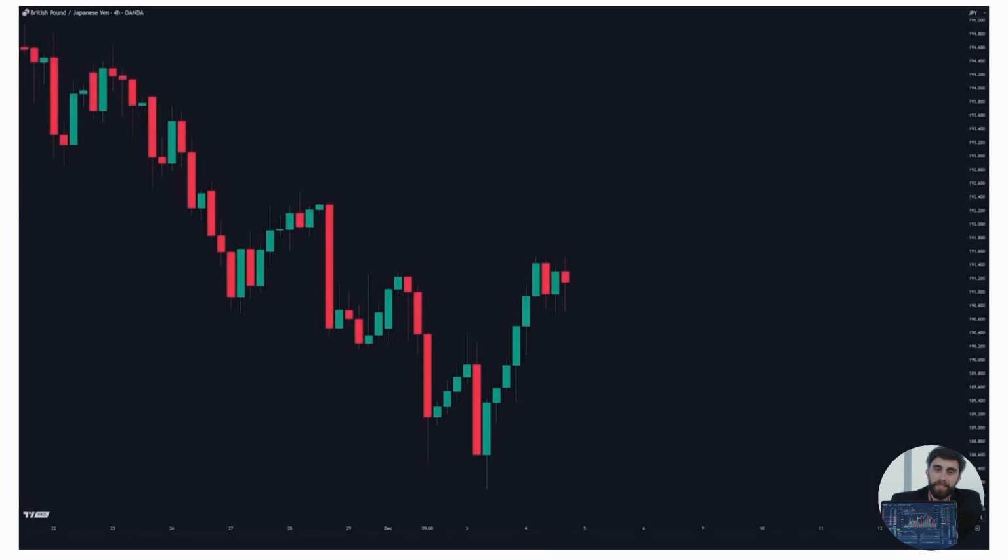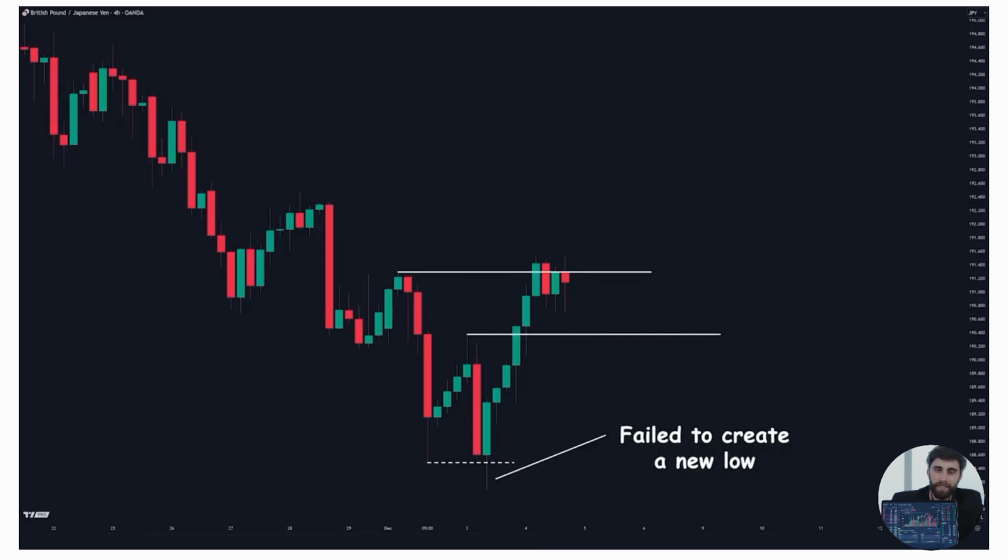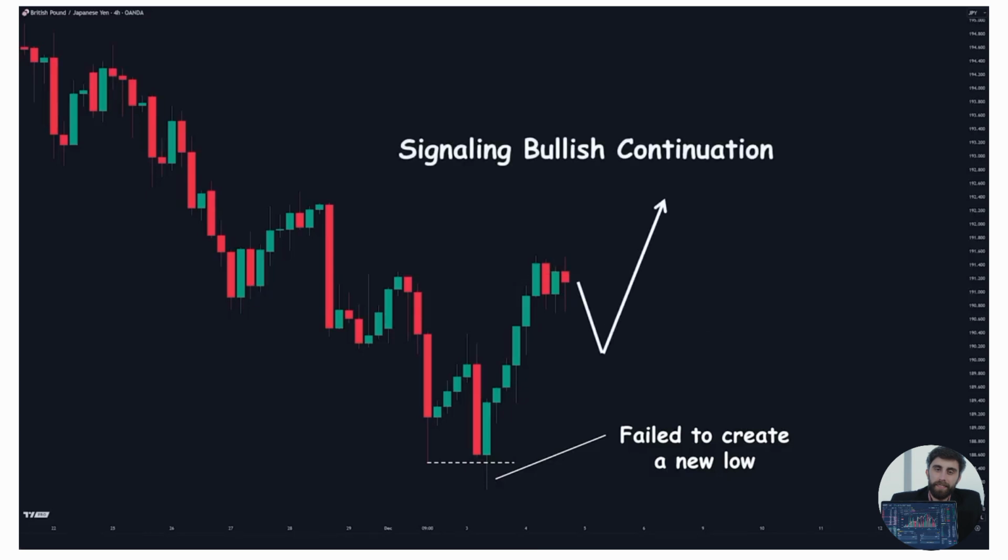Here, we have pound yen on the 4-hour chart. From a price action perspective, the market was in a long-term downtrend, but recently failed to create a new low, indicating a loss of bearish momentum. This was followed by a break above two key supply levels, signaling that demand is now in control, and a counter-trend formation might be underway. With that in mind, the higher timeframe direction appears bullish.